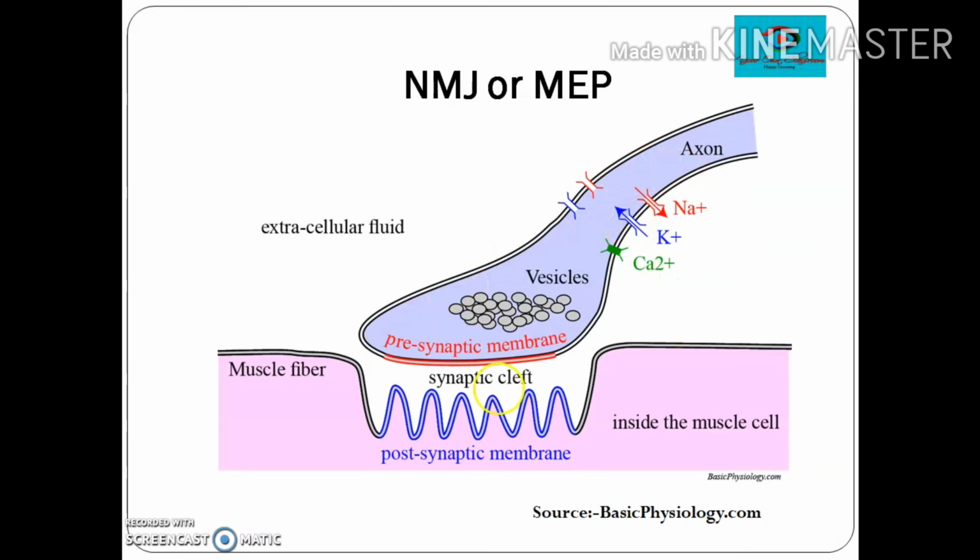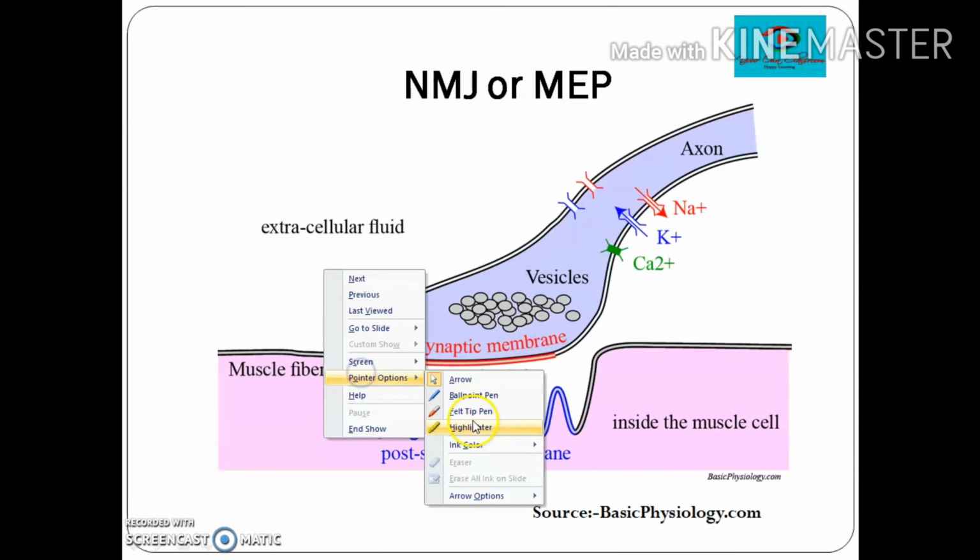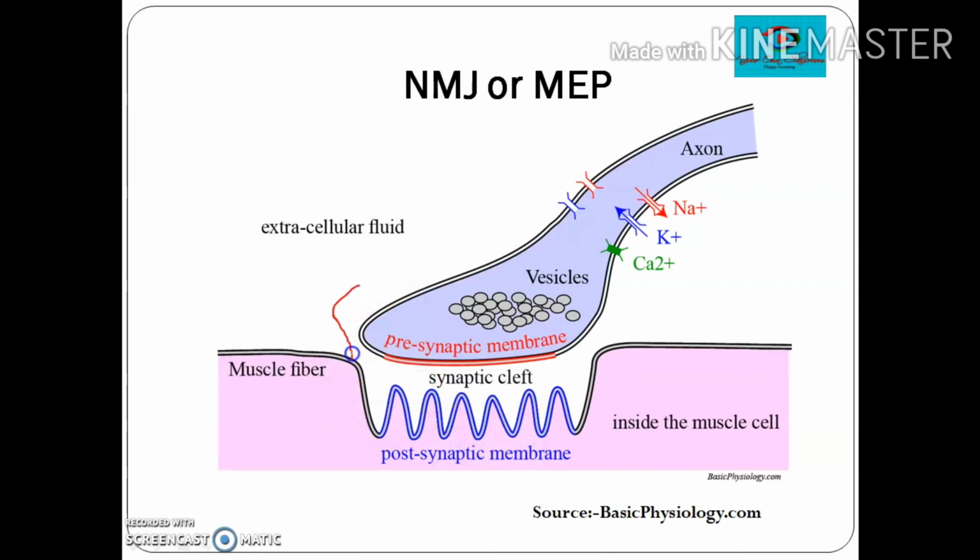This is a very good diagram which I have got from basicphysiology.com, in which you can see this is a neuron attached with a muscle, and this entire unit is referred to as motor unit. Basically, when a single neuron innervates a single muscle fiber, this arrangement is referred to as motor unit, and this junction is referred to as neuromuscular junction, the junction of neuron and a muscle.